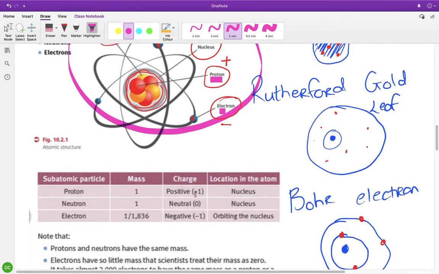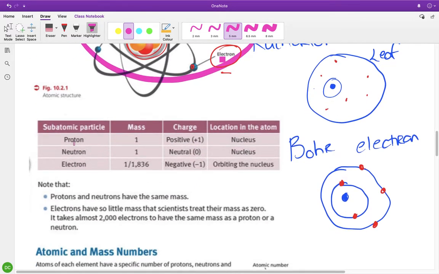Okay, little thing here, I've kind of talked about all this now. So your subatomic particles, your proton, where do you find it? You find it in the nucleus, so that's there. It is a positive charge. I'll talk about the mass in a second. Your neutron, you also find in the nucleus, and it has a neutral charge or no charge. And then the electron is the last one. You find it orbiting the nucleus in the shells or the rings, and it is negatively charged.